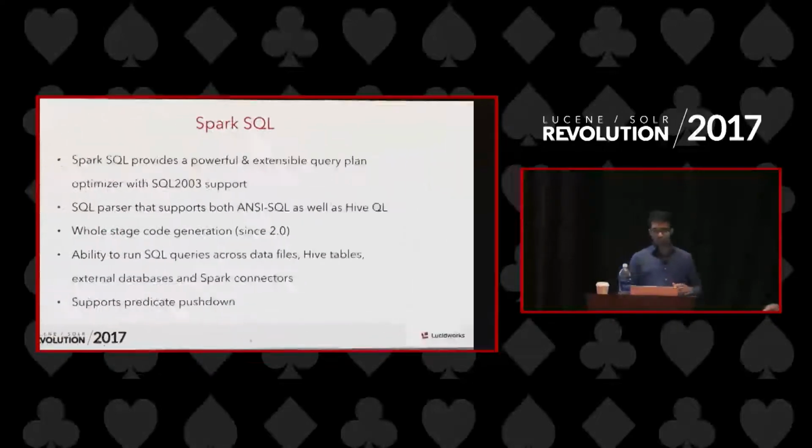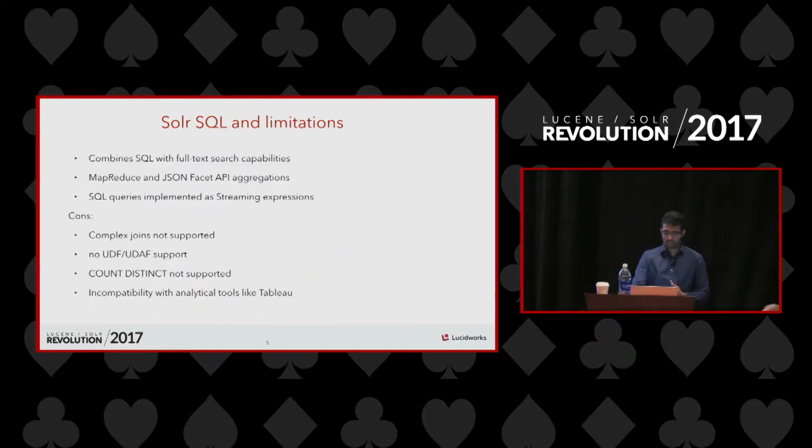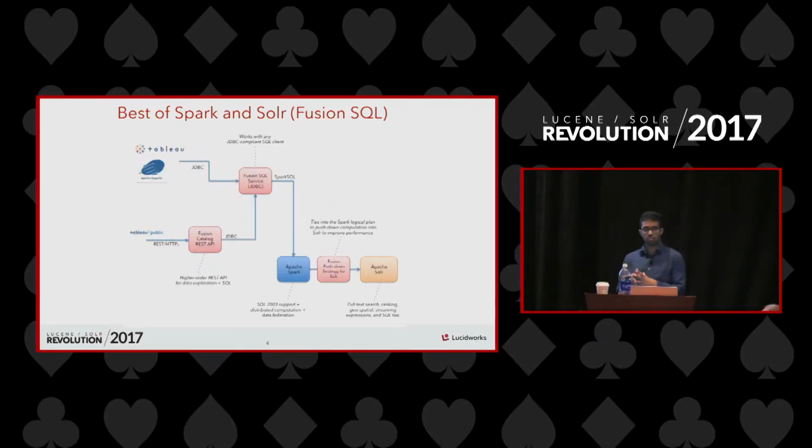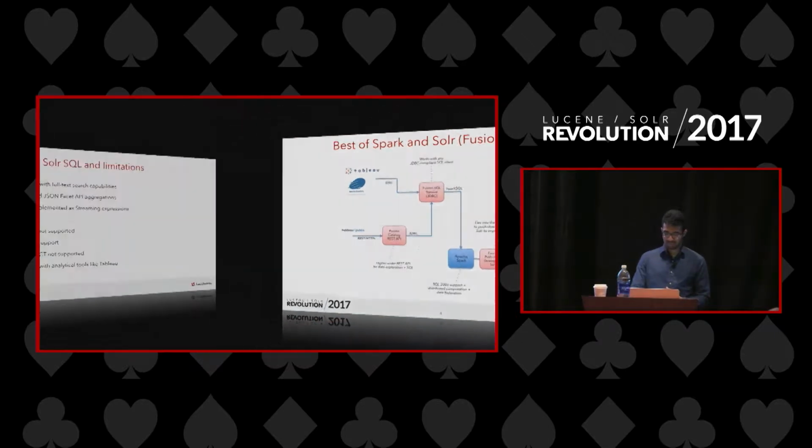So to get the best of both worlds, we marry both of these. We marry Spark SQL and Solr SQL, and we build Fusion SQL on top of this. That way, we have a query language that is supported by all tools, that supports all queries from all analytical tools, and also we get the best from Solr, where everything runs within Solr, the things that Solr does best.